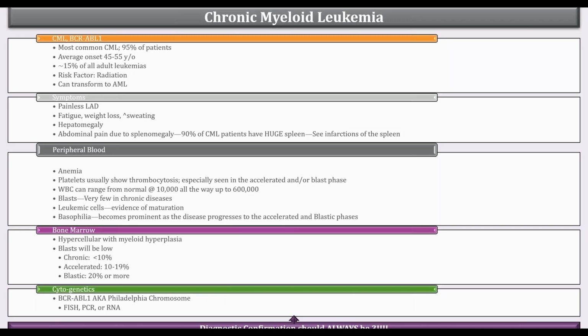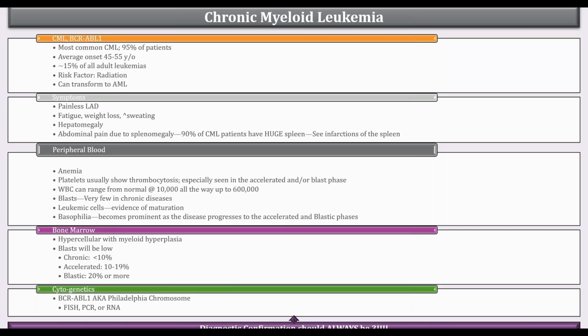Bone marrow, this will be hypercellular with myeloid hyperplasia. So overproduction of the myeloid cells, so the basophils, the eosinophils, and the neutrophils. So blasts, again, would be low in the marrow, as we just talked about. And the BCR-ABL1 Philadelphia chromosome would be positive with this histology. And again, this BCR-ABL1 Philadelphia chromosome actually carries a good prognosis for CML, although that is not true when we have the acute ALL. So it does carry a good prognosis for CML.